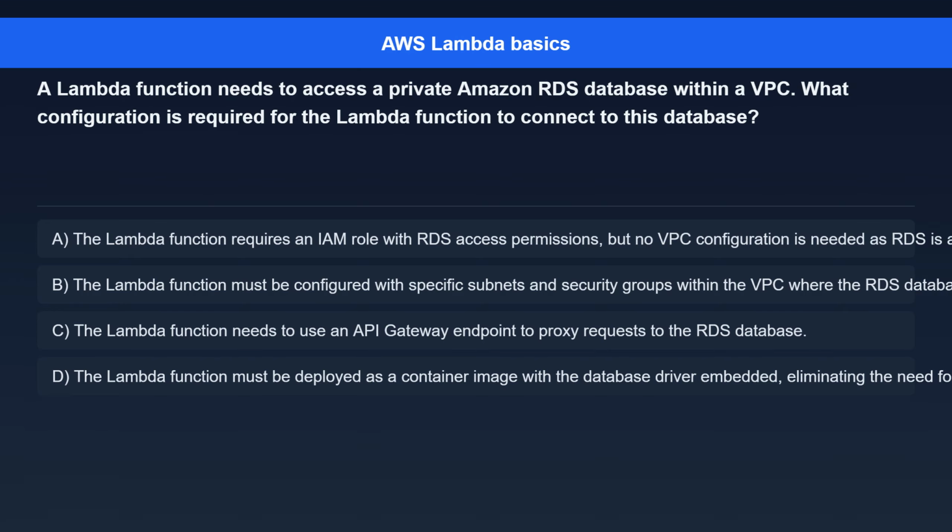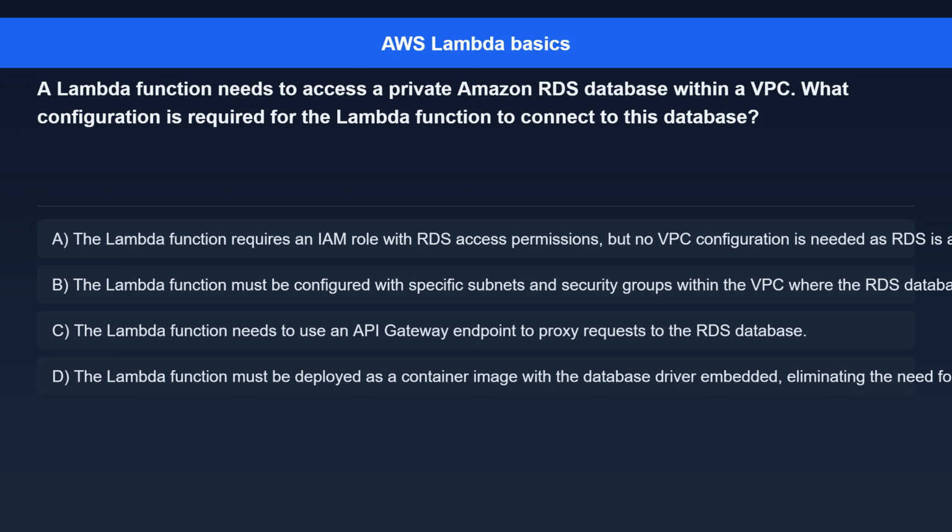Question 6. A Lambda function needs to access a private Amazon RDS database within a VPC. What configuration is required for the Lambda function to connect to this database? Option A. The Lambda function requires an IAM role with RDS access permissions, but no VPC configuration is needed as RDS is a managed service.